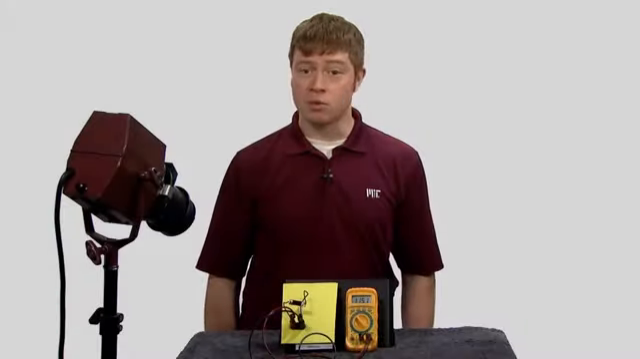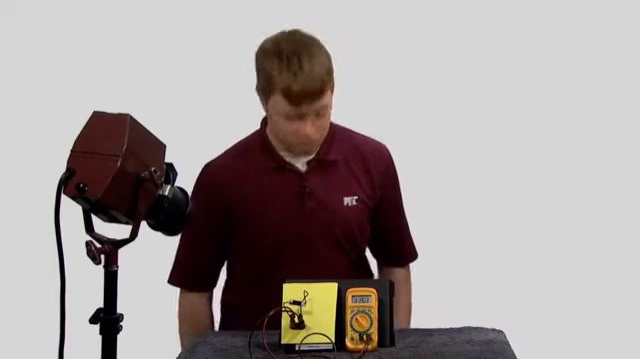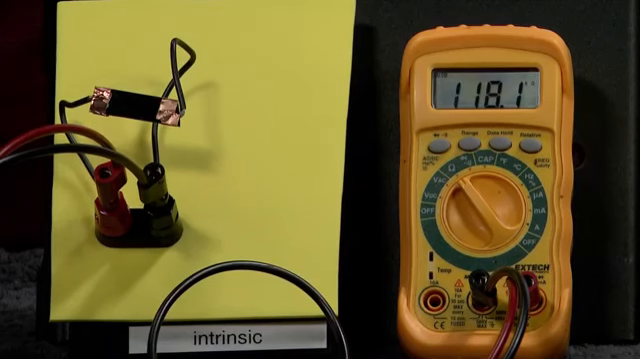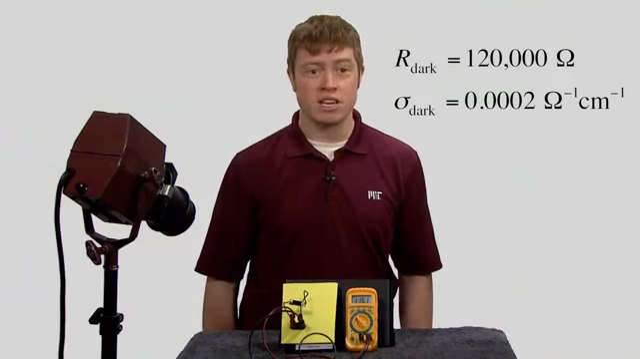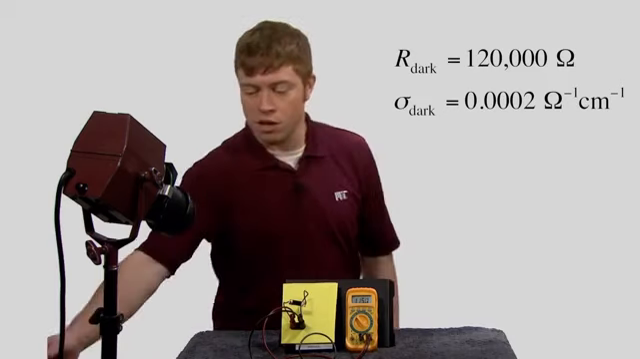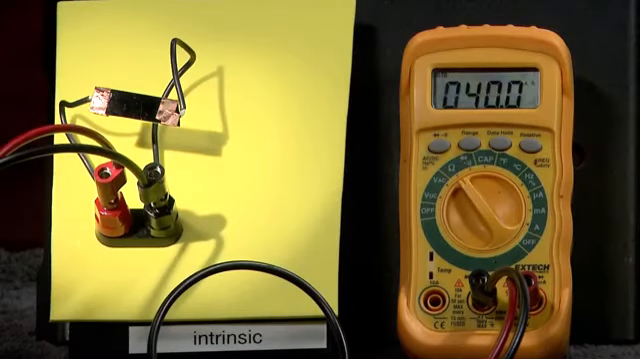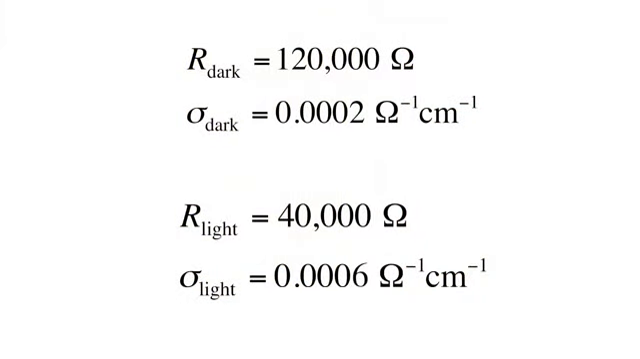Our ohm meter is hooked up to our sample, and we measure a resistance of around 120,000 ohms, which is equivalent to a conductivity of around 2 10,000ths inverse ohm centimeters. Now let's flip on the light. We can see that we measure a slightly lower resistance of around 40,000 ohms. But what is light doing to affect the conductivity so much? Let's zoom into the atomic level and explore why.